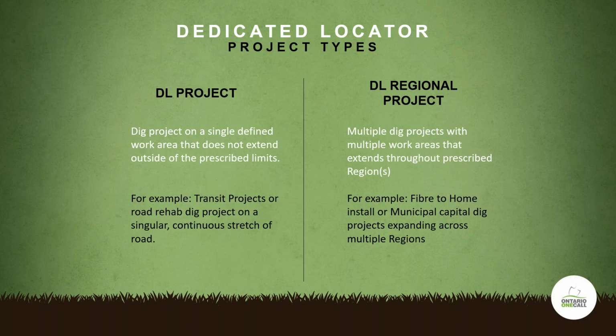Now we have a DL regional project request, which we introduced with the actual inception of the dedicated locator. This helps ensure that we have multiple dig projects within multiple work areas that extend throughout the prescribed region. With this model, we see a lot of the fiber to home installs and, as I said again, municipal capital dig projects expanding across multiple regions taking advantage of this model, because it gives them the flexibility and capabilities to use the dedicated locator system throughout their region, for capital works or installs where work is not on a concentrated stretch of road. It is in multiple pockets of area within the region itself.